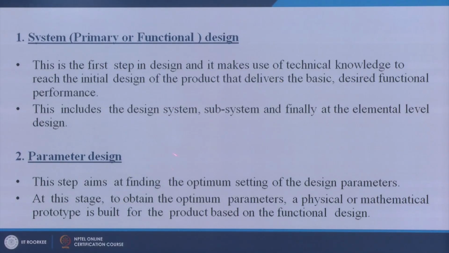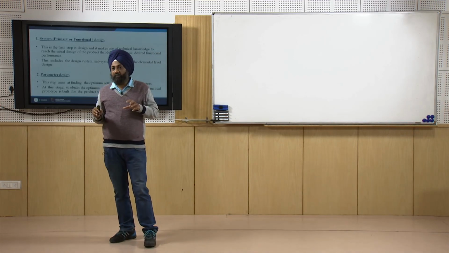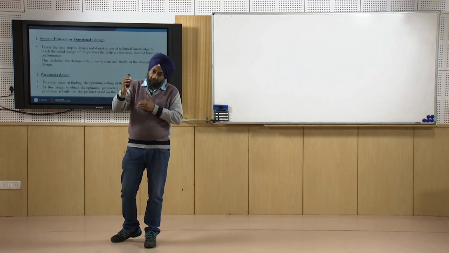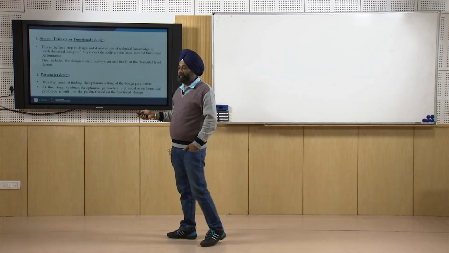Second is the parameter design. This step aims at finding the optimal setting of design parameters. At this stage, to obtain the optimum parameters, a physical or mathematical prototype is built for the product based on the functional design. Now, the next stage would be the setting up of the parameters, the specifications of the product, the size, the shape, and other parameters will be finalized at the parameter design stage.